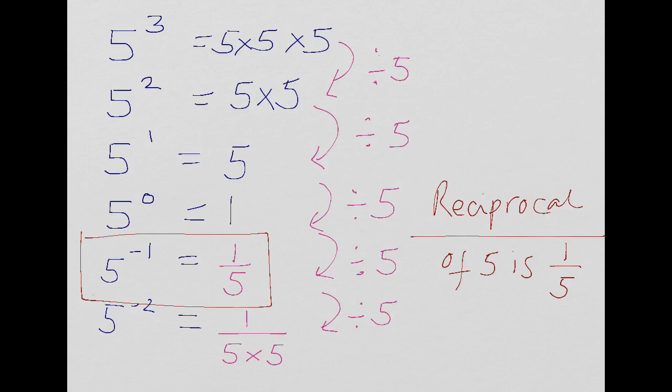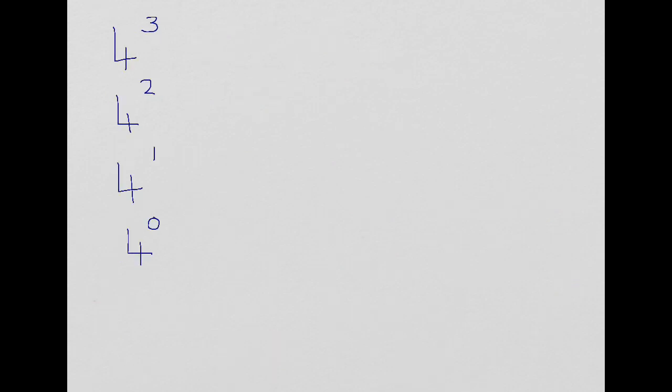So if we then go here, 5 to the negative 2 is the reciprocal of 5 squared. So it's 1 over 5 multiplied by 5. So let's go on and try another one.